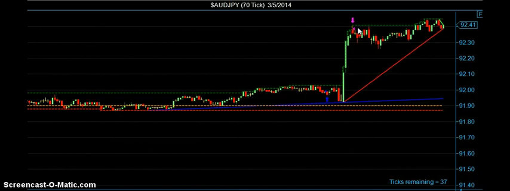So I took 38 pips on that trade. Took about maybe 30 seconds total to be in and out, so made a nice profit there in 30 seconds.